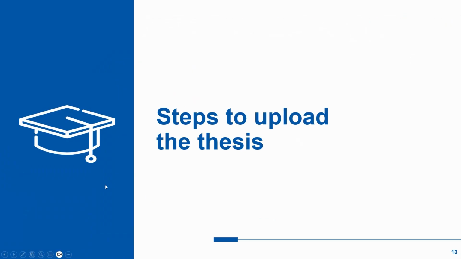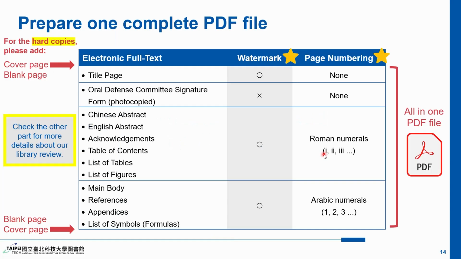First, before you start uploading your thesis, make sure you prepare a complete PDF file of your thesis. Your electronic thesis should include all the elements shown here. Pay close attention to the page numbering and the watermark requirements to make sure they follow our school's guidelines. For the library review criteria, we'll go over in detail later on.